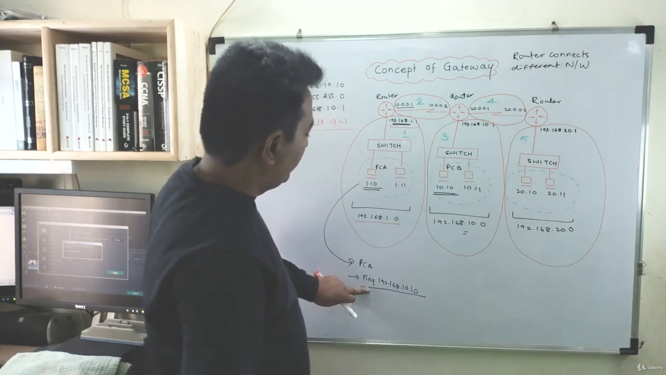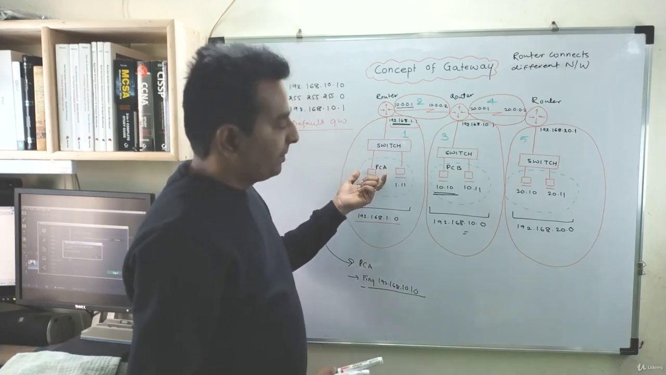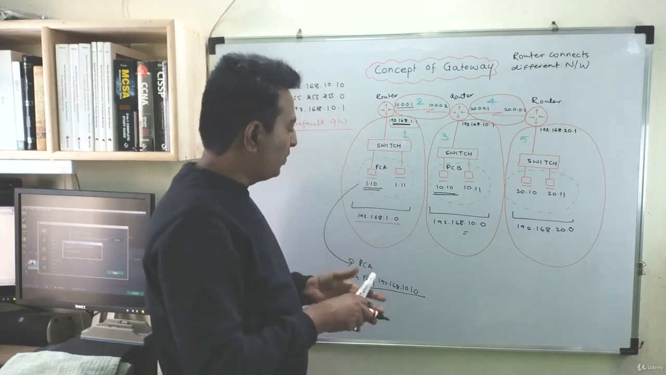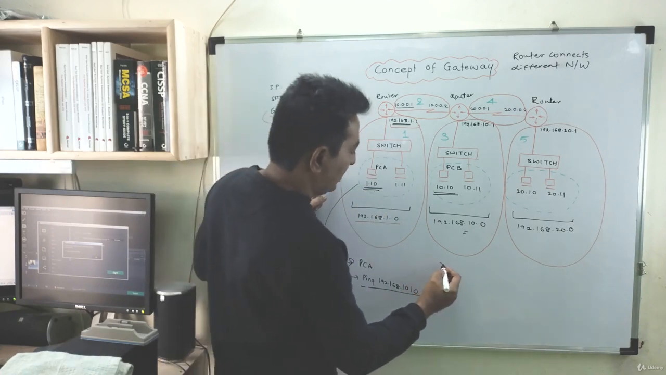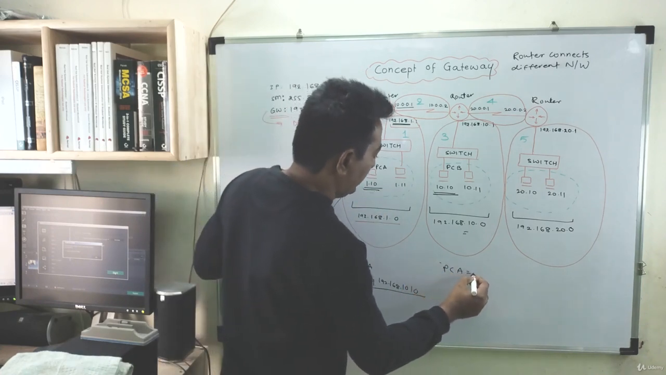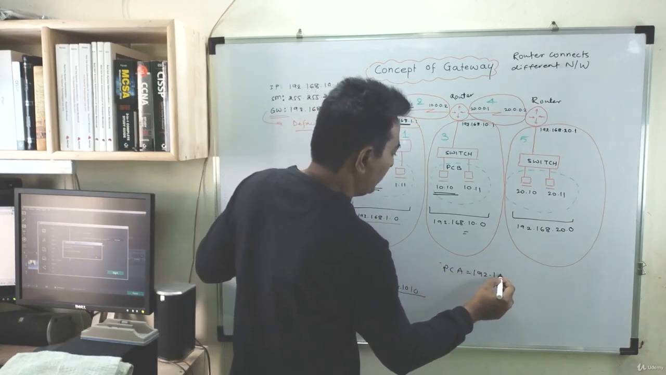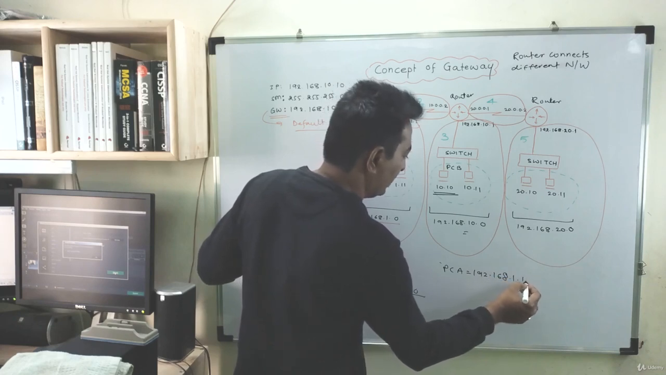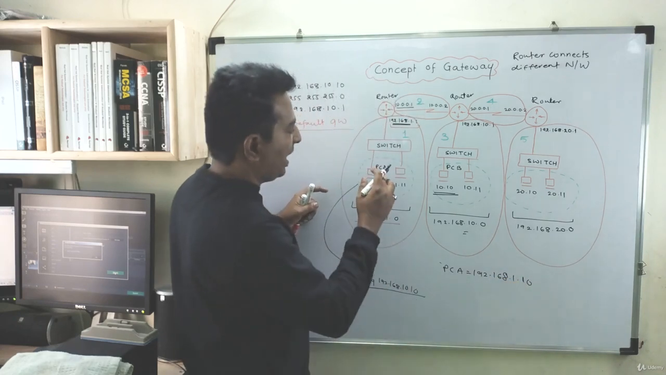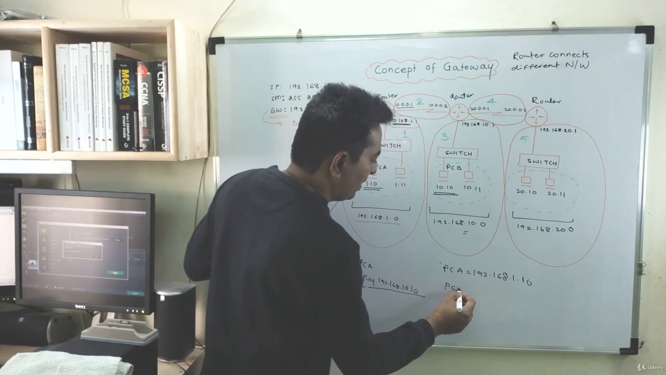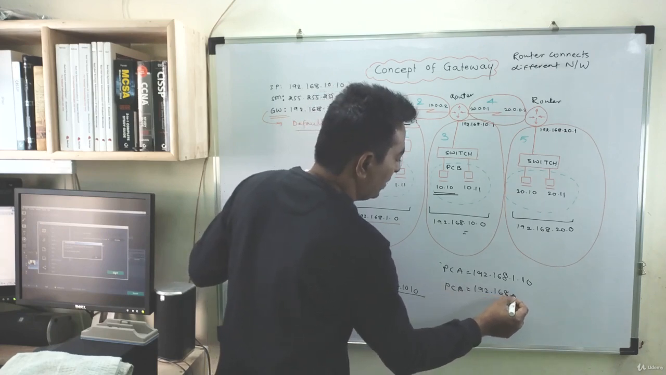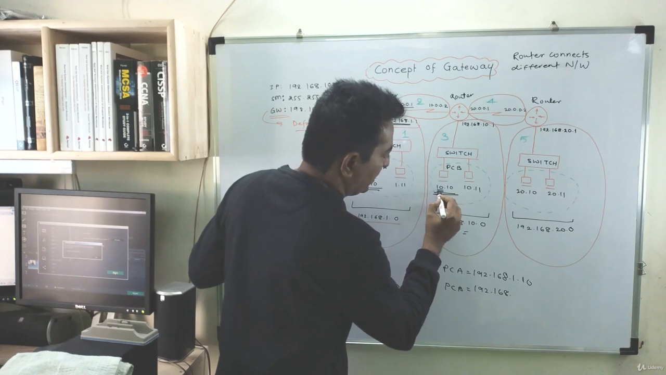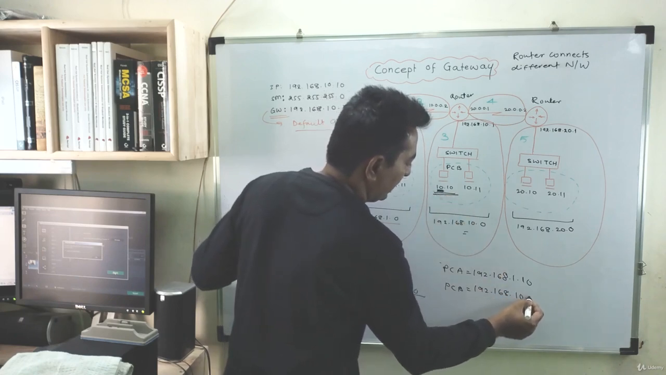What happens? This computer first checks its own IP address. What is the own IP address? The IP address of this system, PC A, is 192.168.1.10. And what is the IP address of the destination computer, PC B? The destination computer IP address is 192.168. Now make a note here, it is 10.10.